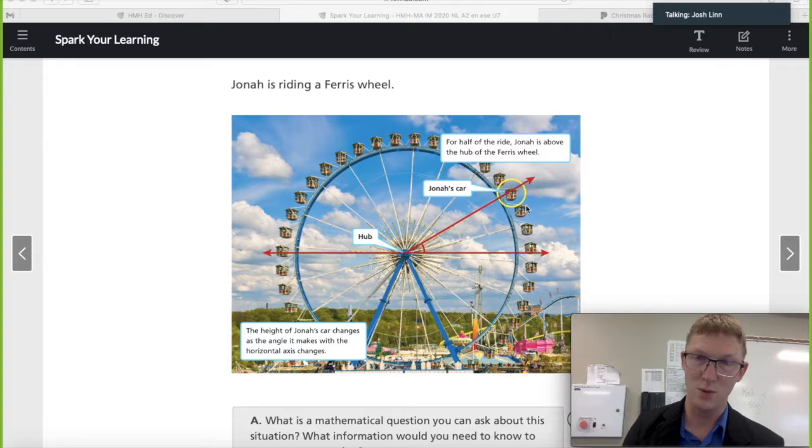So it looks like here we've got Jonah's car on a Ferris wheel. And so we've got an angle here. And the height of Jonah's car changes as the angle it makes with the horizon axis changes. So his height above the ground is changing as he goes around and as this angle changes.